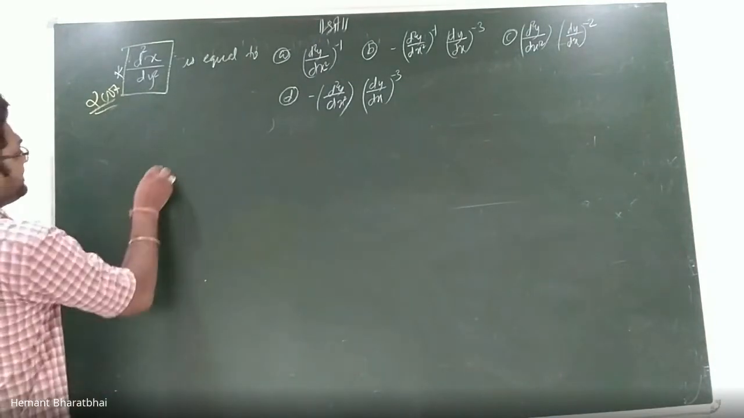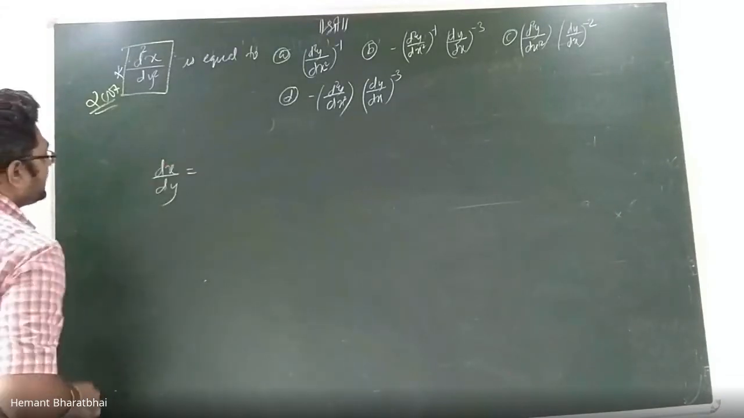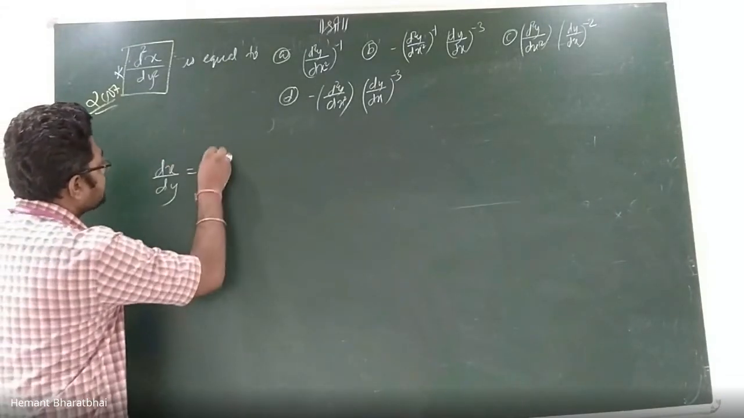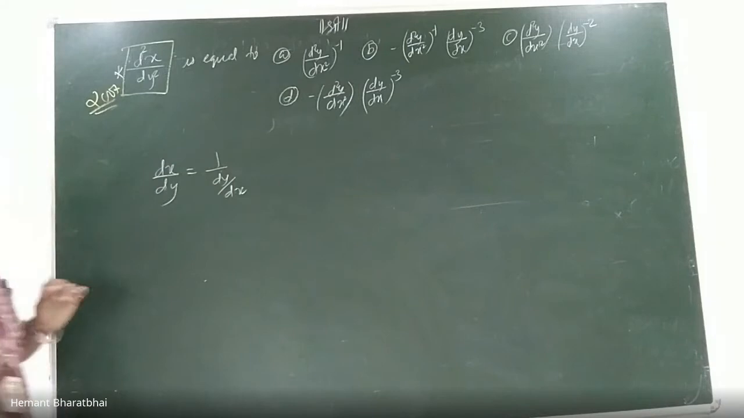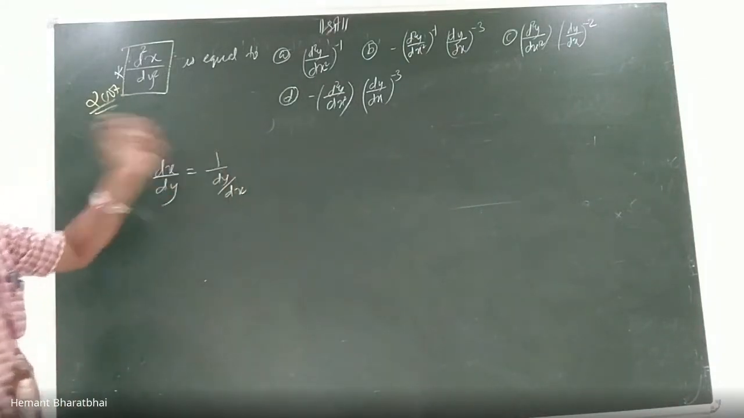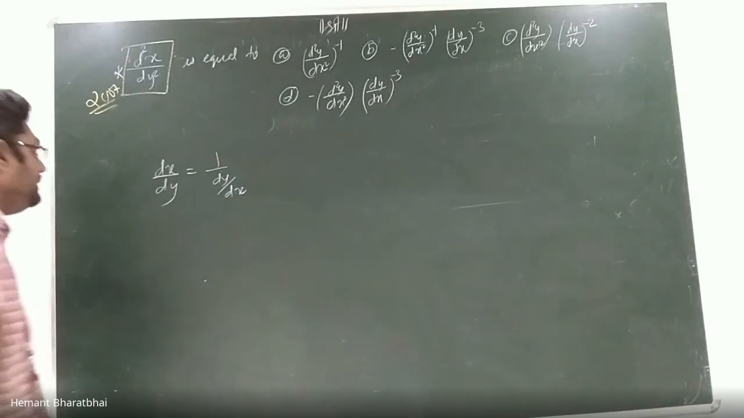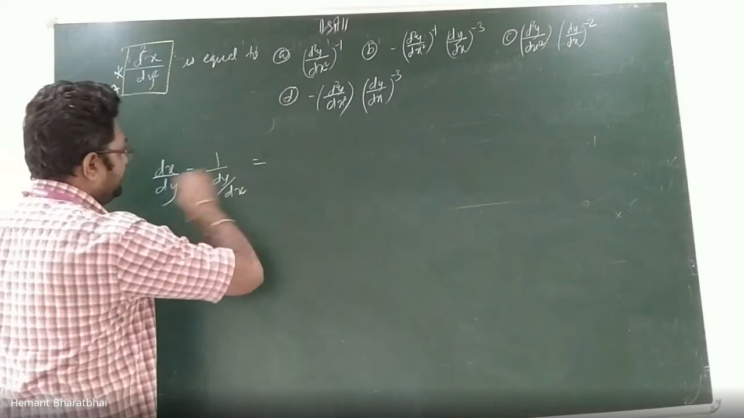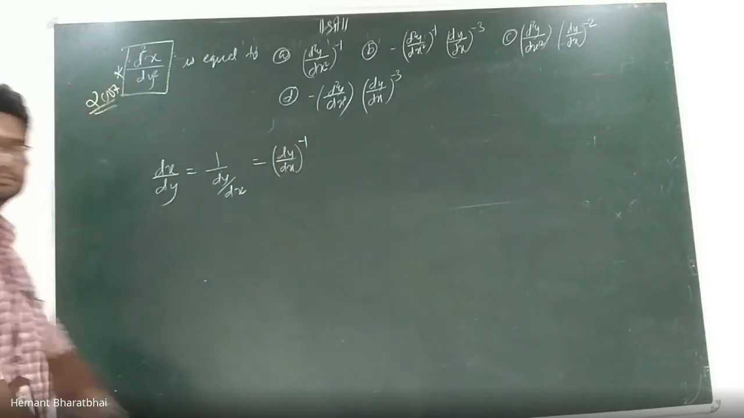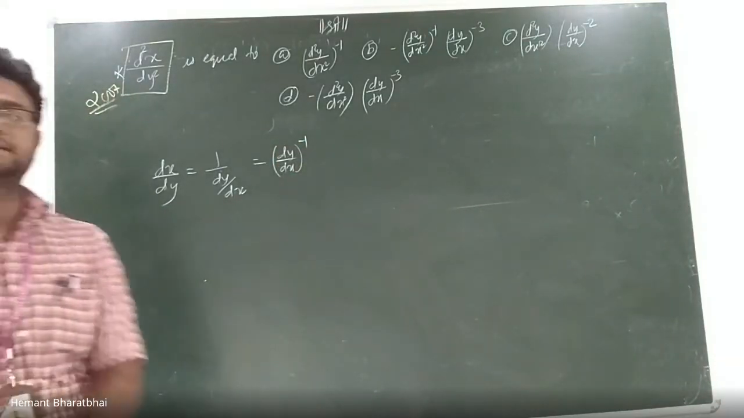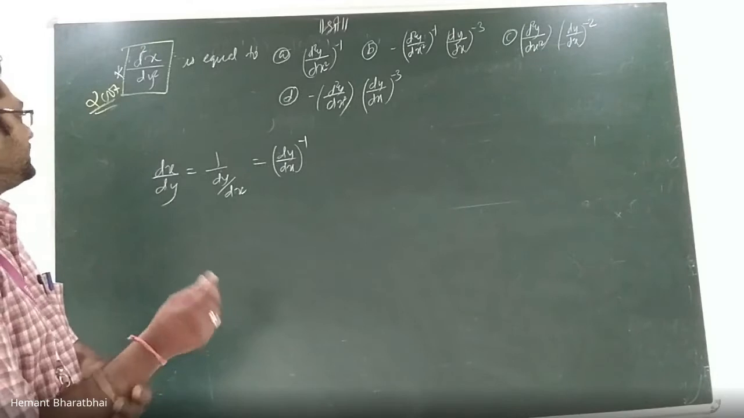So let's try. dx by dy can be written as 1 upon dy by dx. Right? So this dx goes up. So I can write dx by dy is nothing but equal to 1 upon dy by dx, which can further be written as dy by dx raised to minus 1. Just as 1 upon x can be written as x raised to minus 1, similarly 1 upon dy by dx can be written as dy by dx raised to minus 1.